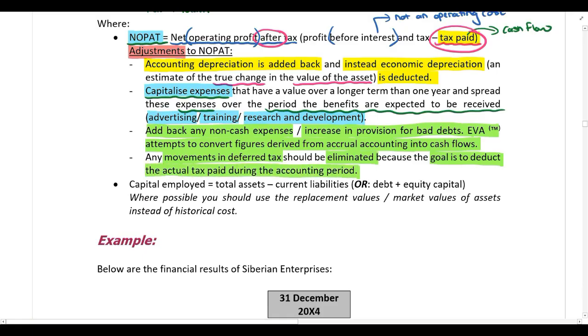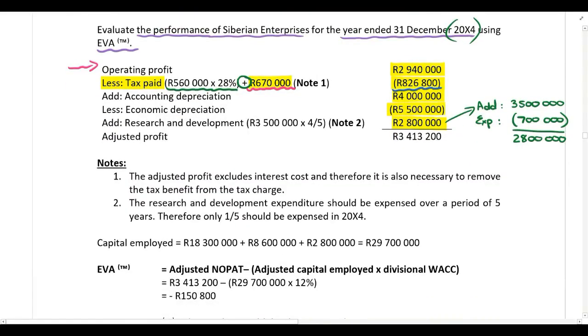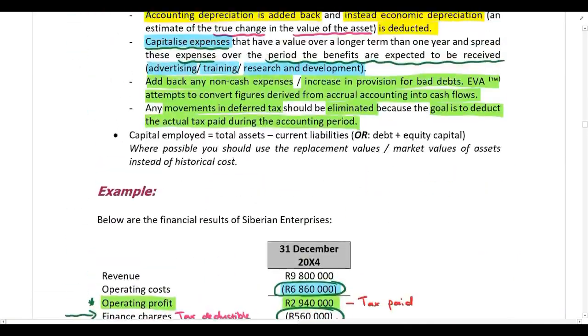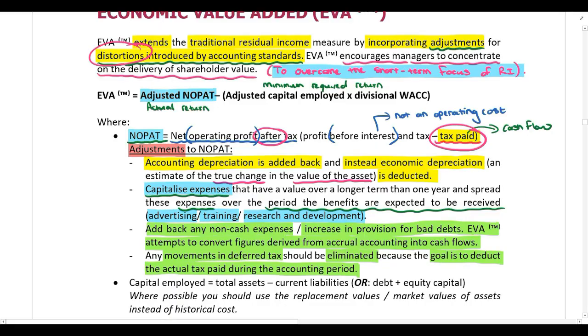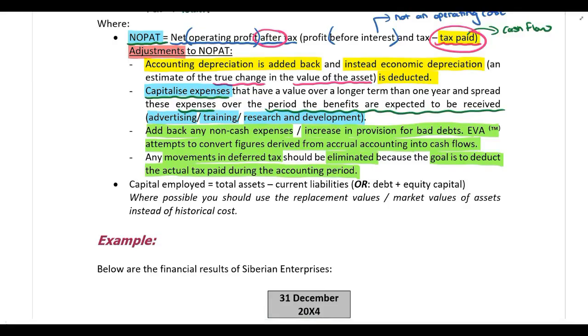All right, so in our example, we didn't have any other non-cash expenses, any movement in our provision for bad debts. We didn't have any deferred tax. So in our example, that is our adjusted net operating profit after tax. We now need to look at the second part of the formula, where we calculate our minimum required return. And we perform this calculation by taking our adjusted capital employed and multiplying by the divisional weighted average cost of capital. So how do we calculate our adjusted capital employed?